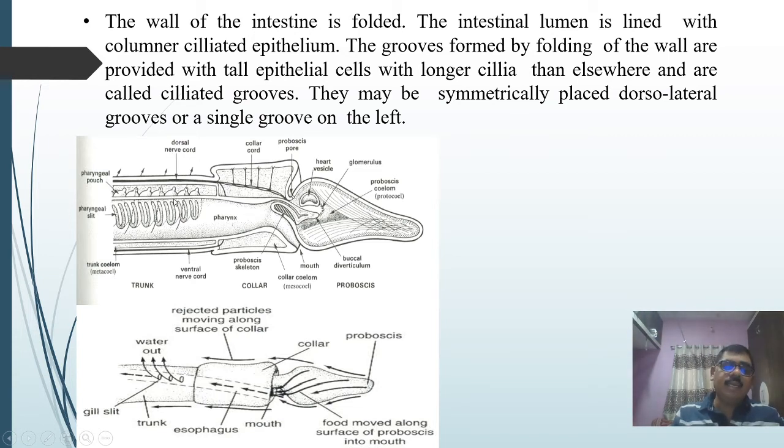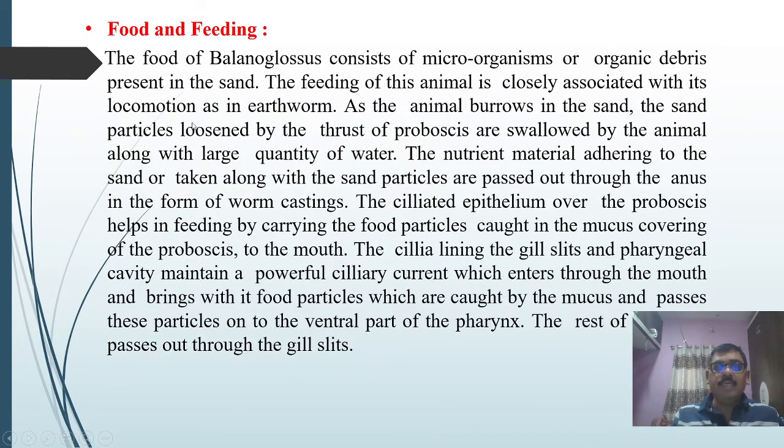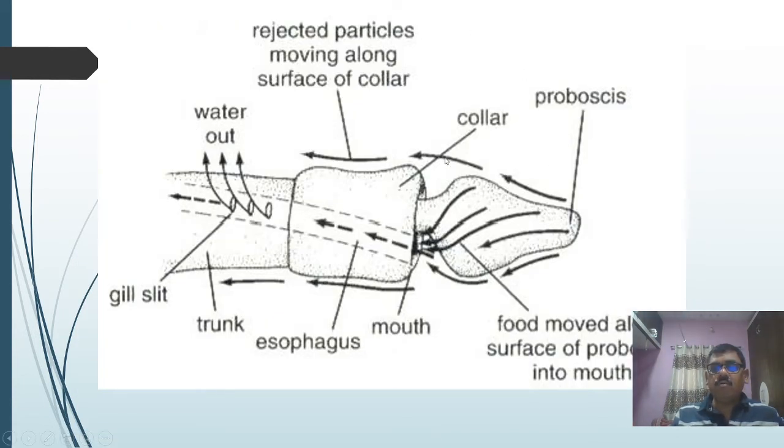Whatever excess food material there is, it is released outside the body through the opening called the gill slits. So this is the course of the water along with the food from the surface of the proboscis into the mouth. Then it goes to the pharynx and the esophagus, where it is caught by the mucus, and the particle becomes heavier and is pushed directly toward the digestive system.